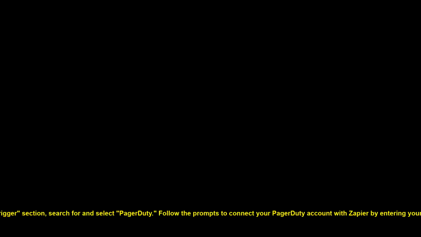If you don't have an account, create one on the Zapier website. Once logged in, click on the Make a Zap button located on the top right corner of the dashboard. In the Trigger section, search for and select PagerDuty. Follow the prompts to connect your PagerDuty account with Zapier.